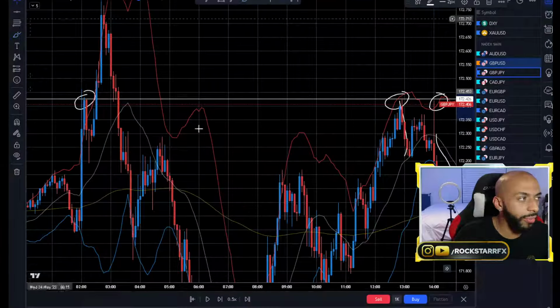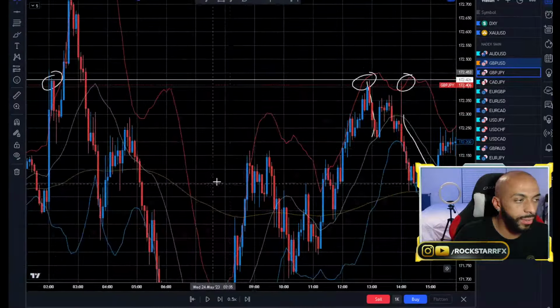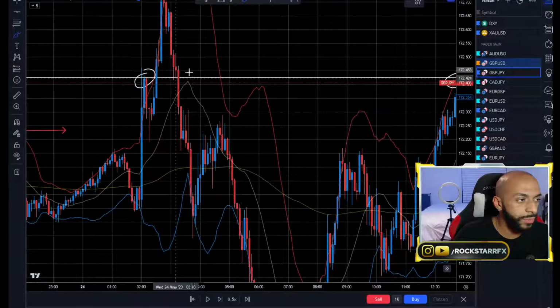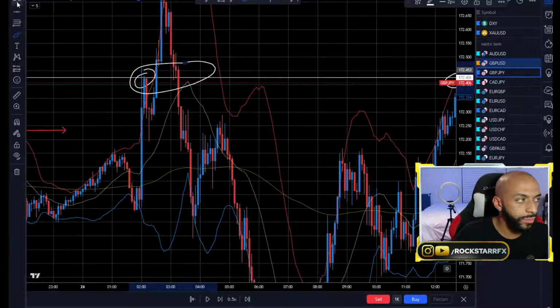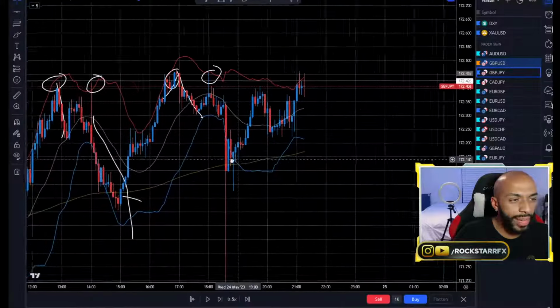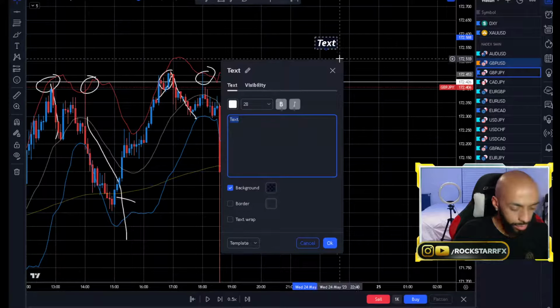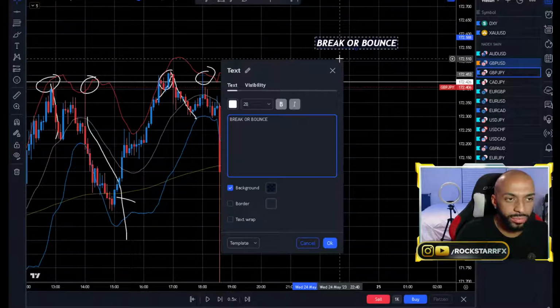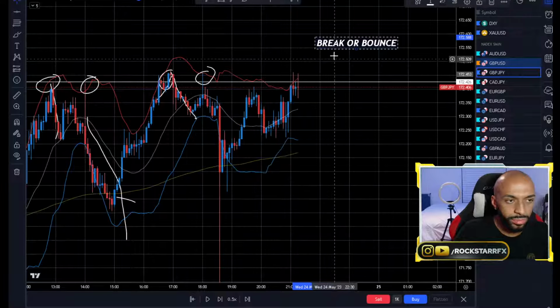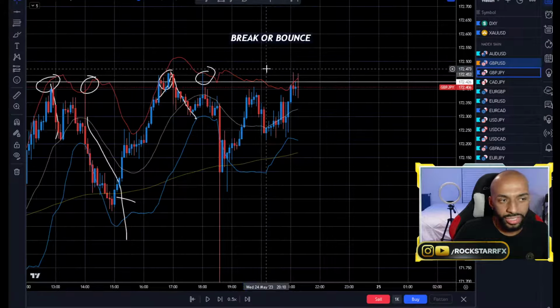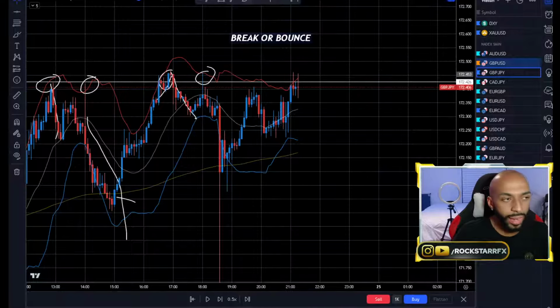So when I'm talking about reactions, here's what I want you guys to understand, because this is a reaction too. When I'm talking about reactions, what I'm looking for is two things, okay? Either a break or a bounce. This is what I'm looking for in reactions. I'm looking for either a break or a bounce.